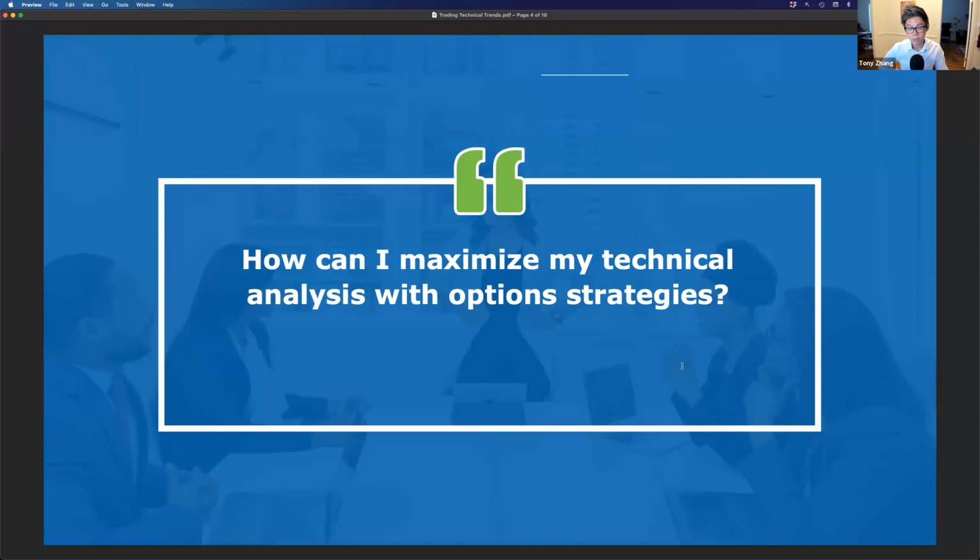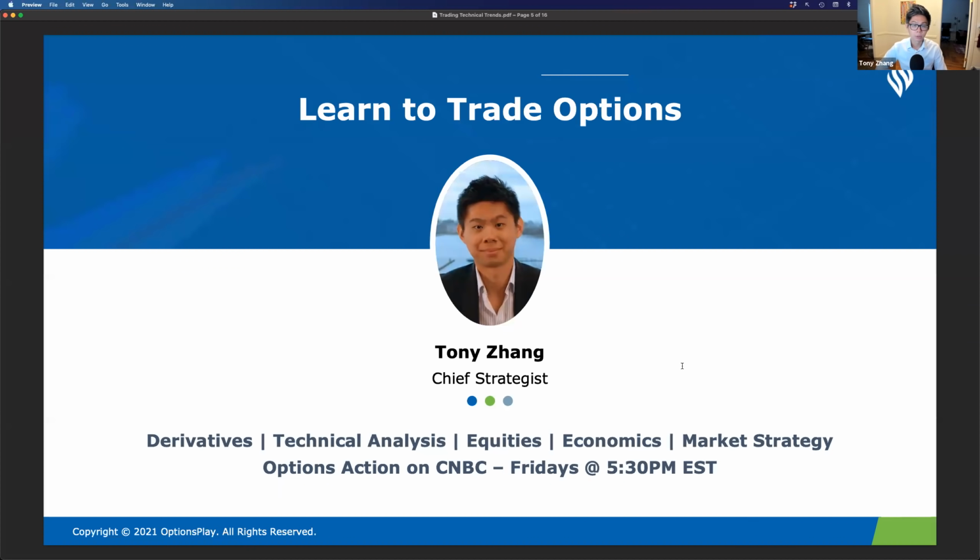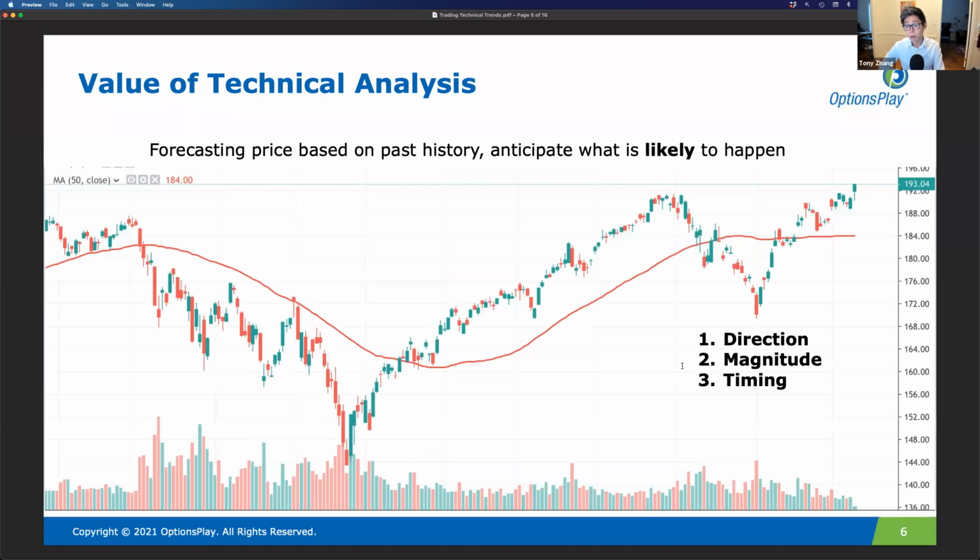But the primary thing that I want to help investors walk away from today's session is a clear understanding as to how can I maximize my technical analysis with options trading. So my name is Tony Zhang. I'm the chief strategist here at OptionsPlay. And I have spent the last 16 years teaching retail and institutional investors an understanding of the markets and technical analysis and options trading. And this is something that really merges all of those things into a single lesson. So I'm actually quite excited to talk about it.